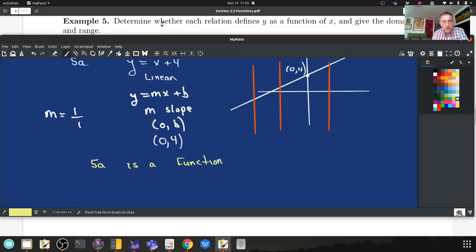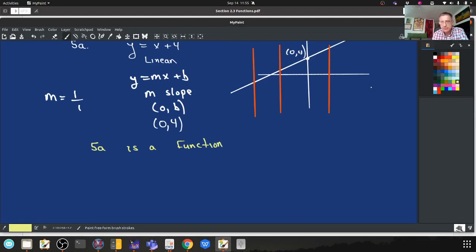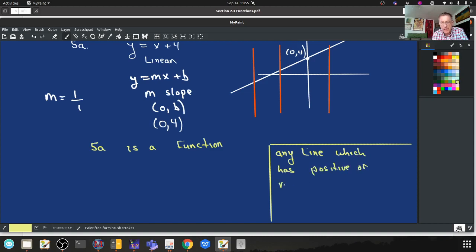And here is a clue. I'm going to give you a little box here, a little side note, and you should be able to conceptually think this through. Any line which has positive or negative slope is a function.